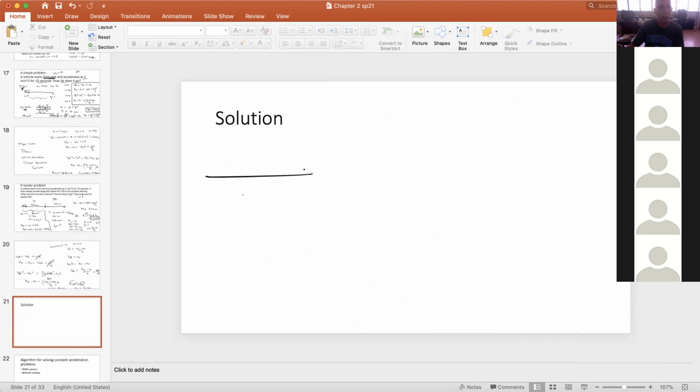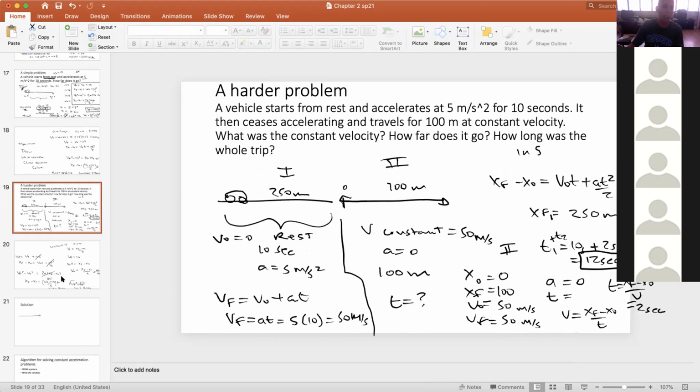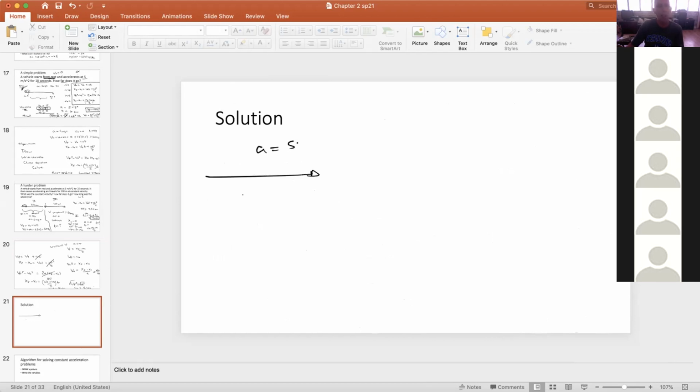So in this first section, we know that A was 5 meters per second squared, and the time was 10 seconds. X final, X initial, V final, A, and T.